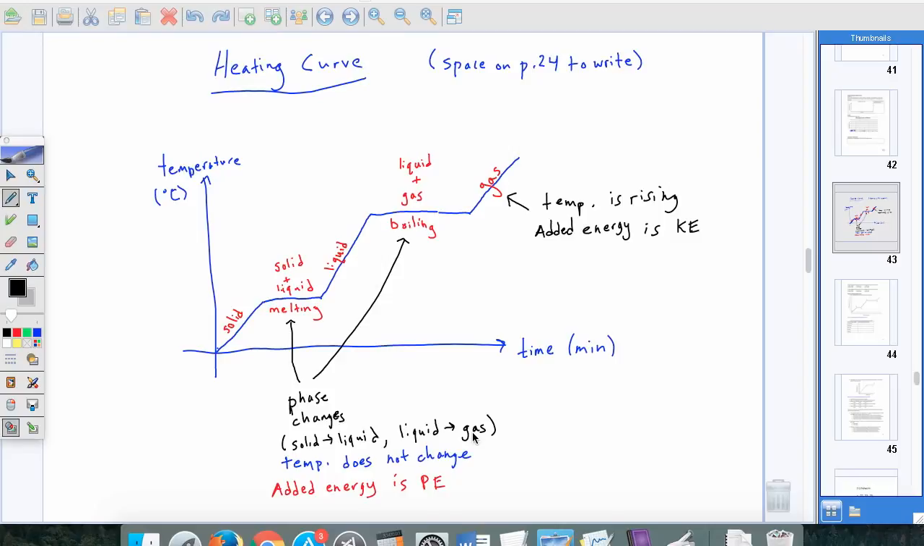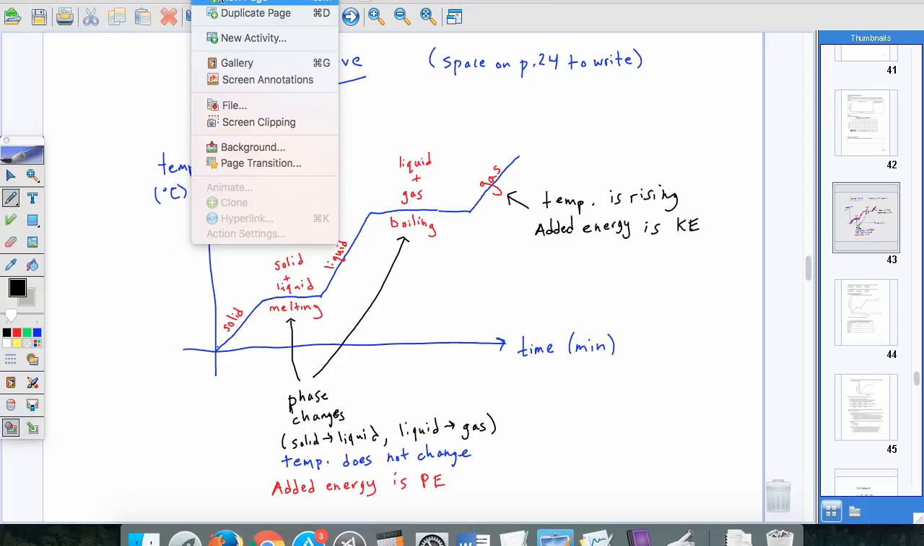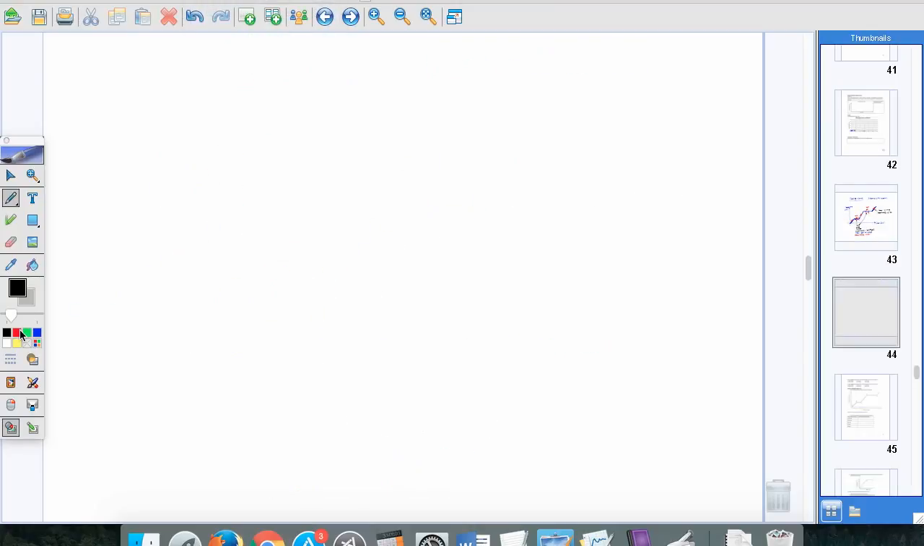And now that might not at first make so much sense because a lot of times when we talk about potential energy, we're talking about something being up higher, like a ball at the top of a hill. But if you think about the atoms or the molecules in a solid, the molecules are stacked pretty nicely, they're pretty close together, and they're vibrating.